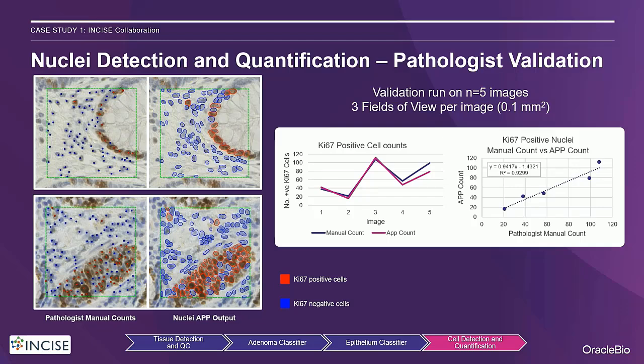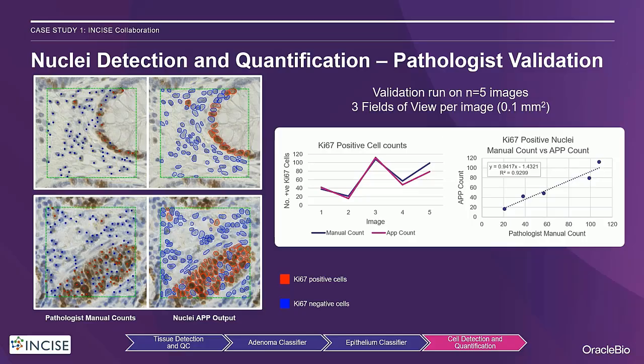In general, the correspondence between counts is very good, with only slight discrepancy in image 5. And we checked this image and we observed that one of the fields of view was on top of a very cell-dense epithelial gland, and the app merged together a few of the nuclei, whereas the pathologist could separate them better, and hence the difference.